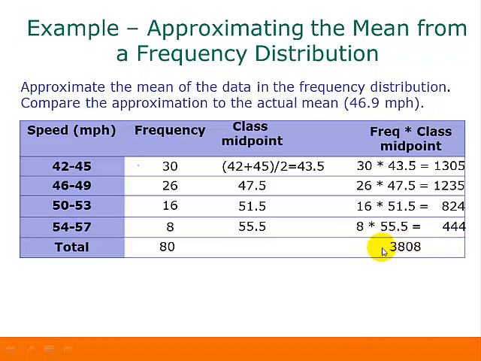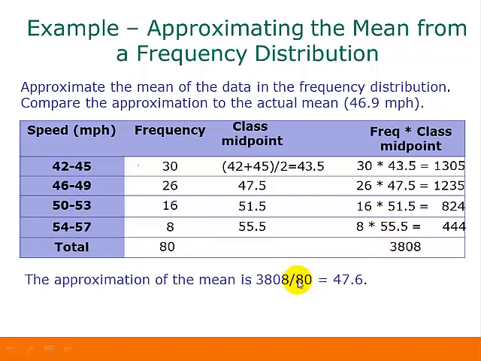And to get our final answer, which is the approximation of the mean, we divide the total of this column by the total of this column. We divide 3,808 by 80, and what we come up with is 47.6. So that's our approximation of the mean. And they did give us the actual mean up here was 46.9, so it's really not too far off.